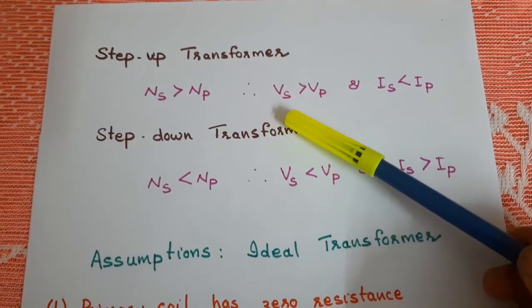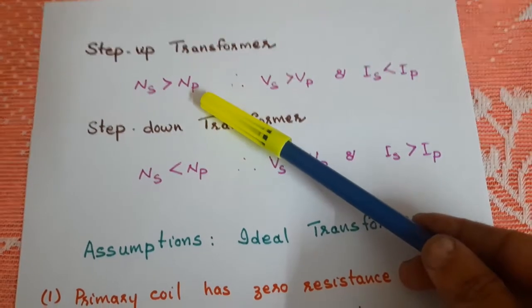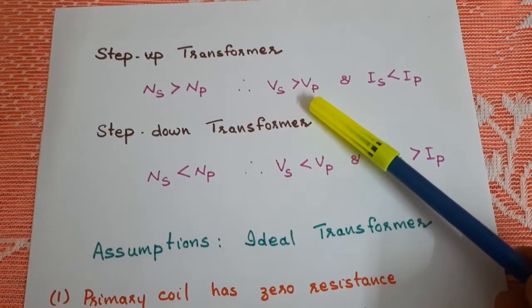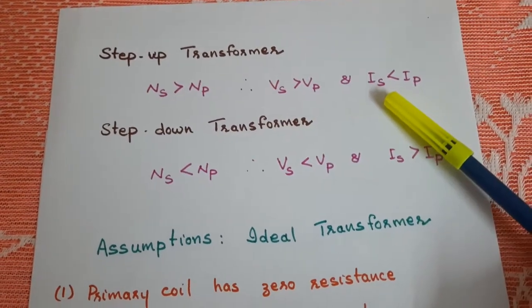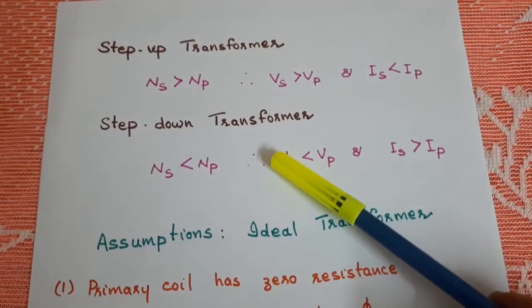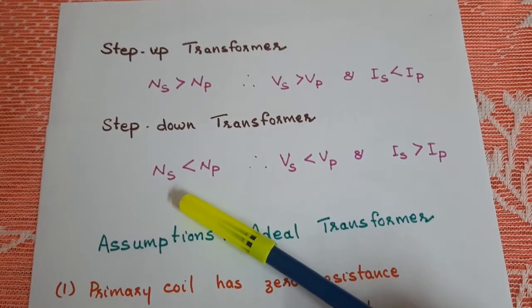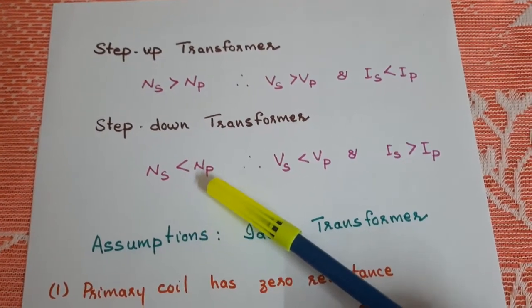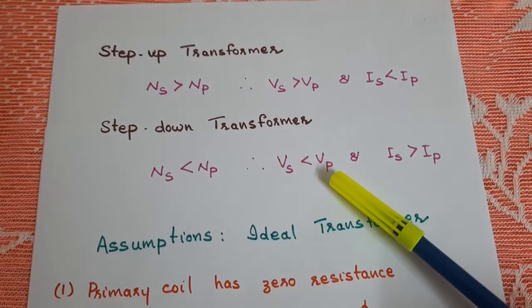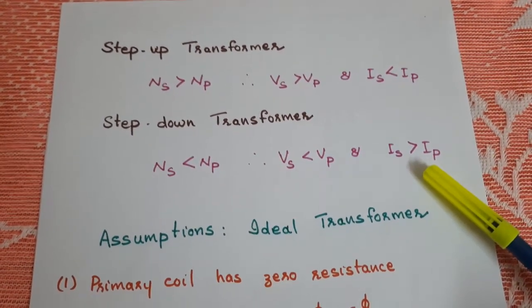For a step-up transformer, number of turns in the secondary is greater, Ns greater than Np. Therefore, voltage across the secondary is greater than that in the primary. But the current in the secondary will be less than that in the primary. For a step-down transformer, number of turns in the primary is greater than that in the secondary, Ns less than Np. Therefore, voltage across the secondary is less than that in the primary and the current in the secondary is greater than that in the primary.